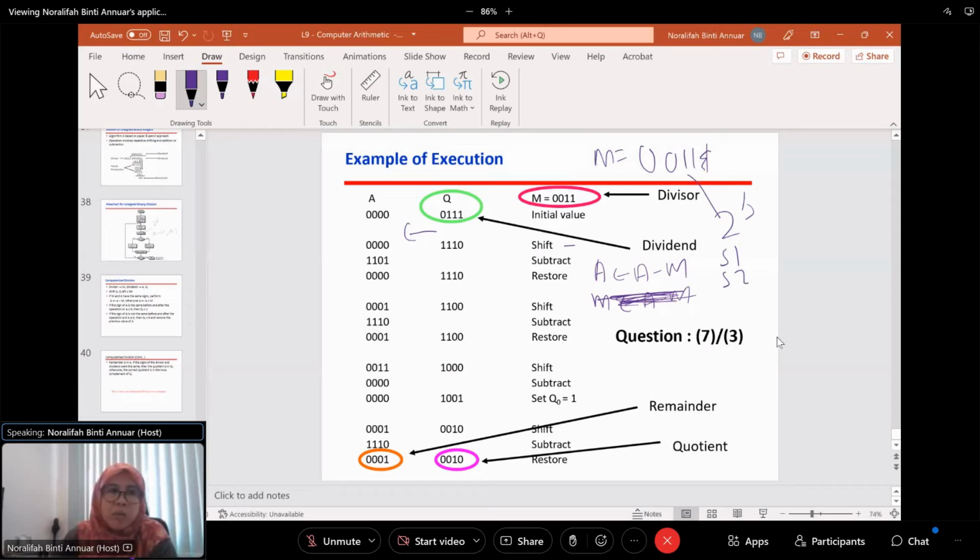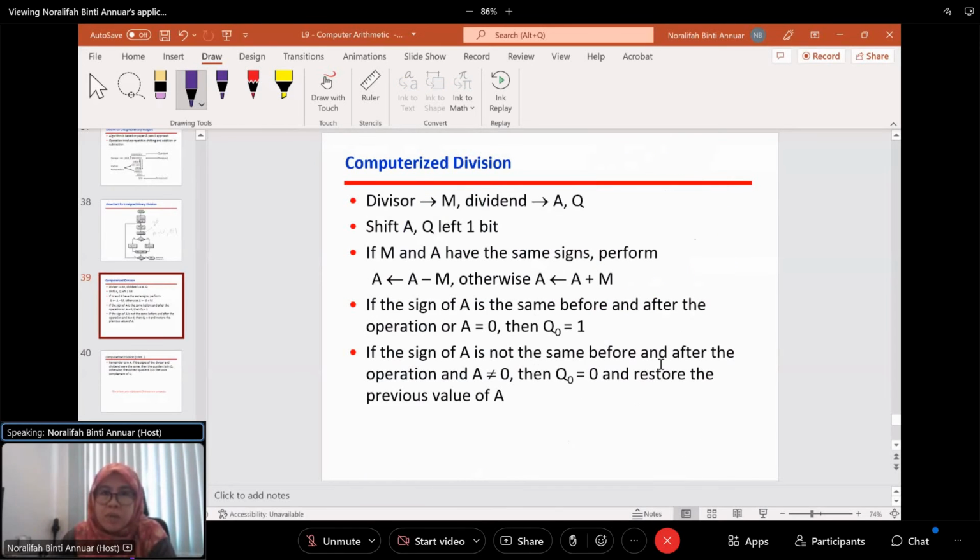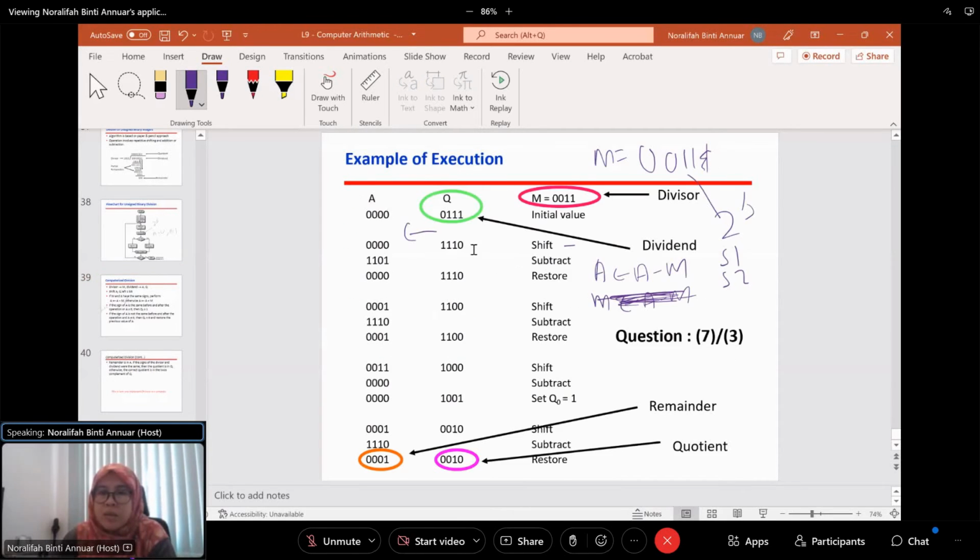Okay, after the subtraction, what do you have to do? What needs to be done after you do the subtraction or addition? You observe the sign of A. If it is the same before and after, then A is equal to 0, then Q0 is equal to 1. If not the same, you do this. So they give you the condition. Then you restore. Restore to where? Restore to A. It's the same as the previous one, just like this.